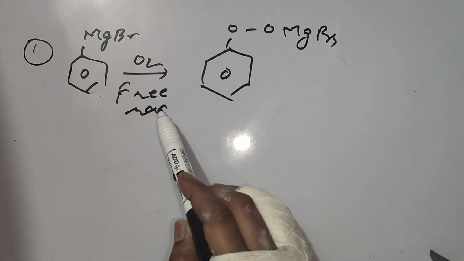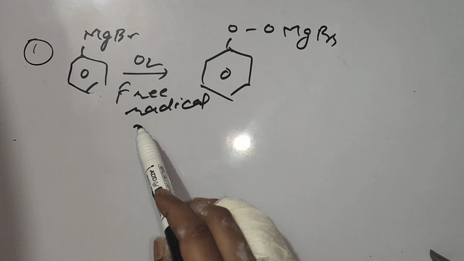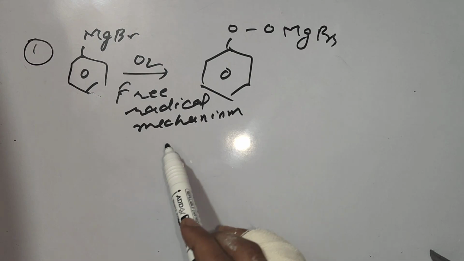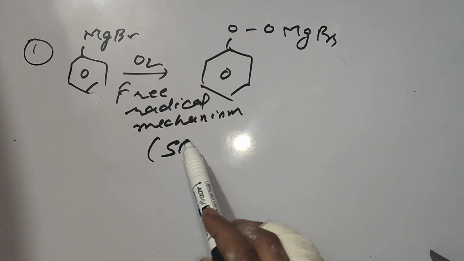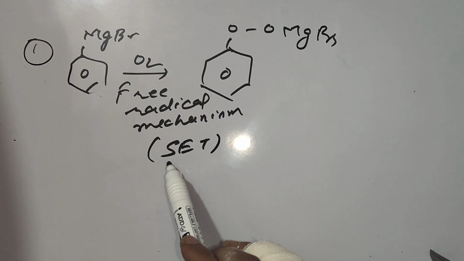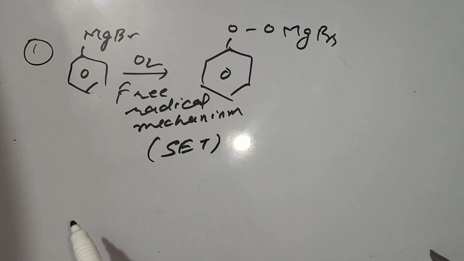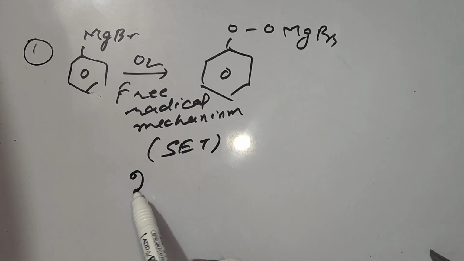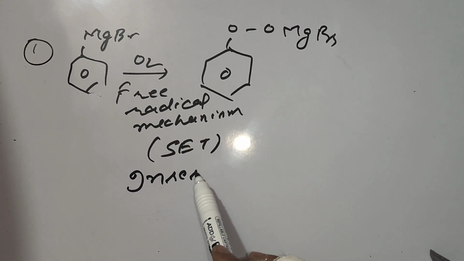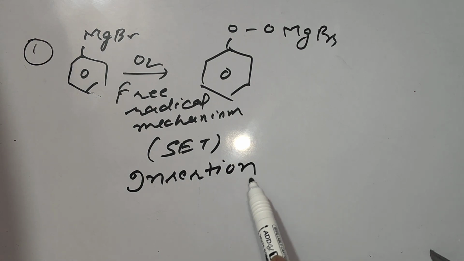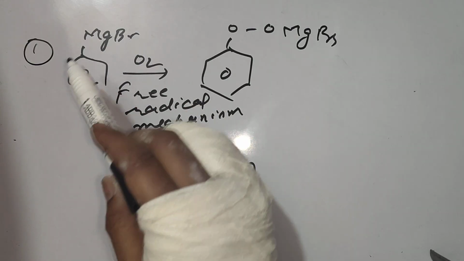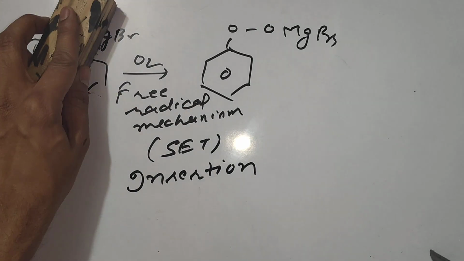Free radical mechanism, and which is the SET mechanism. SET means single electron transfer mechanism. Look how it is happening. We can also call this mechanism free radical insertion mechanism, because this oxygen as a free radical will insert between carbon and magnesium. So let's check.